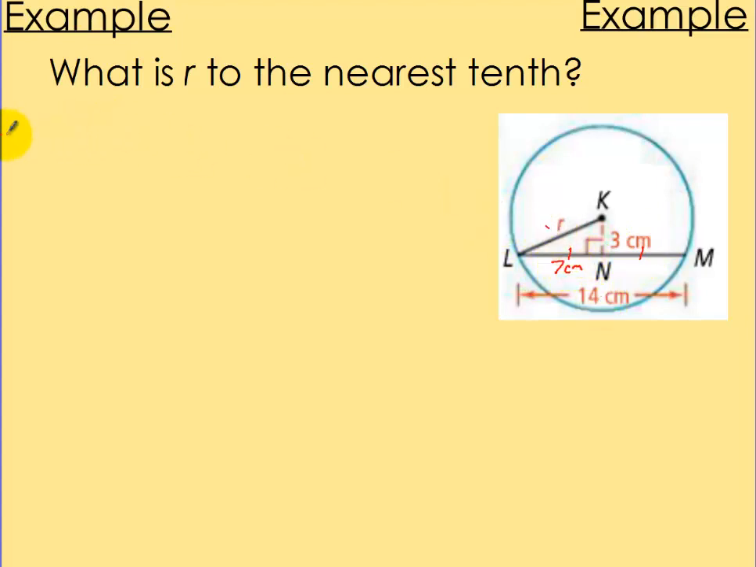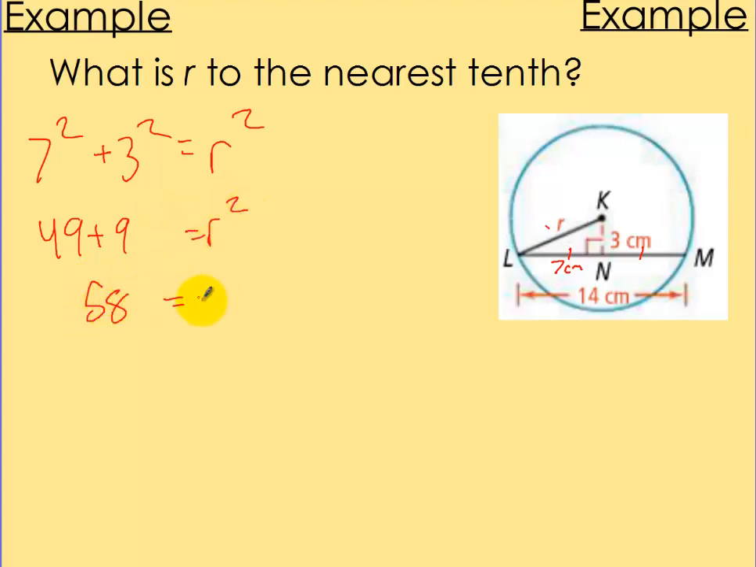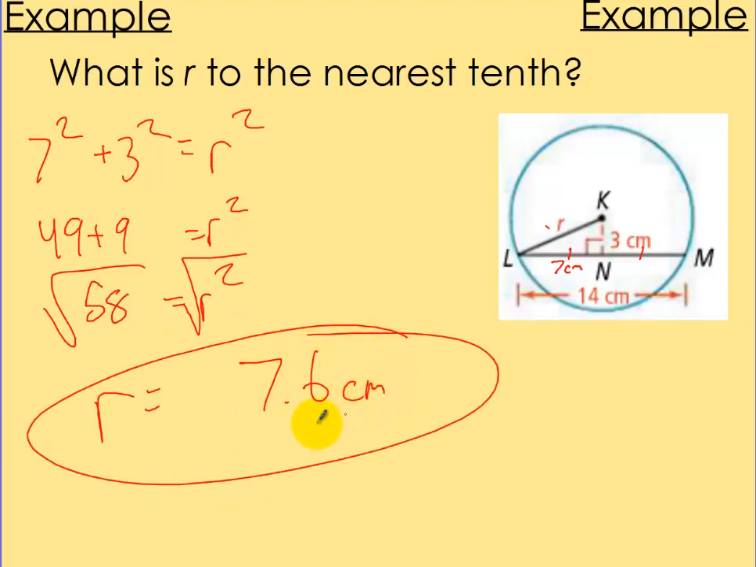So I've used the Pythagorean theorem. 7 squared plus 3 squared equals r squared. So 49 plus 9 equals r squared. That'll be 58 equals r squared. So take the square root of both sides, and you're going to get r equals the square root of 58, and you pull out your calculator, and what you'll get is about 7.6 centimeters. That's it.